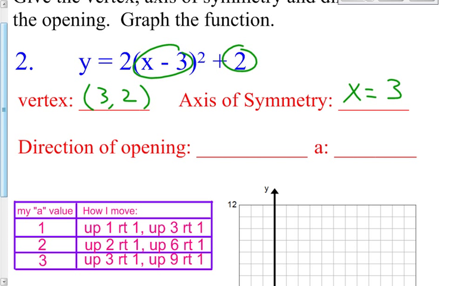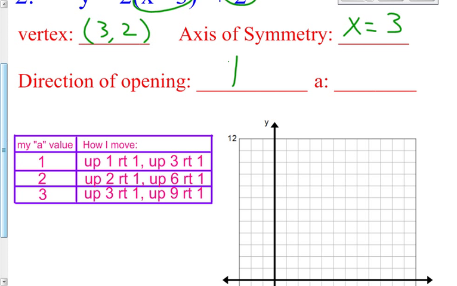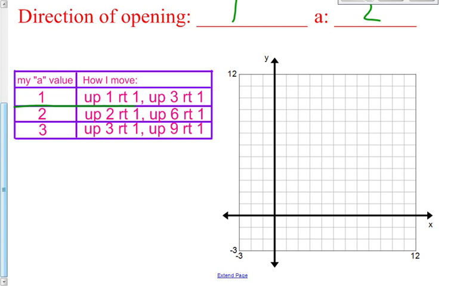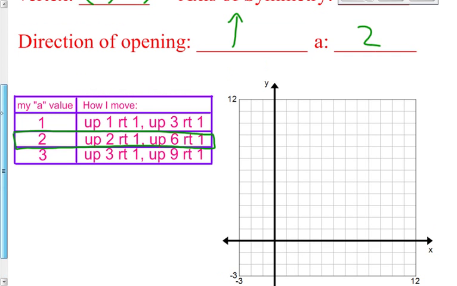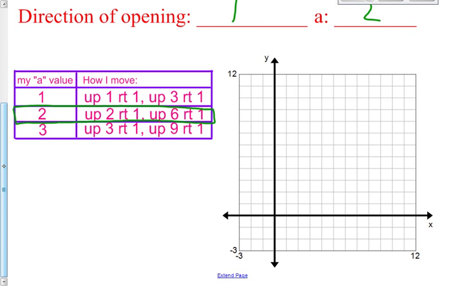Moving on to the direction of opening, my a value is a positive 2, so it's going to open up. So now we're going to graph this. We're going to use when my a value is 2. So we're going to say what our vertex is. Our vertex is (3, 2), right 3, up 2.